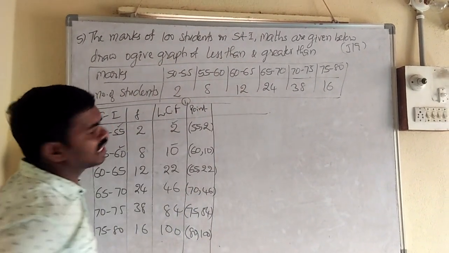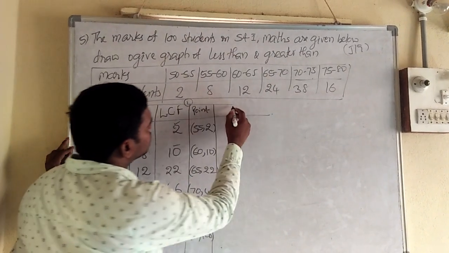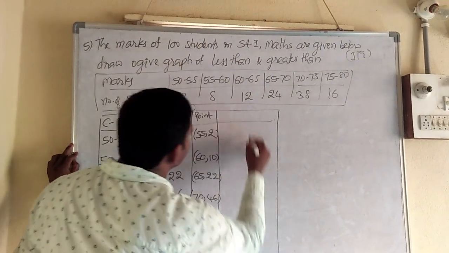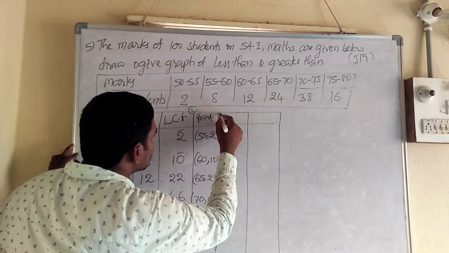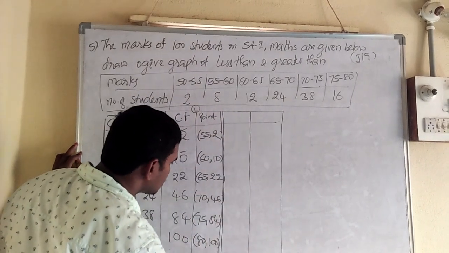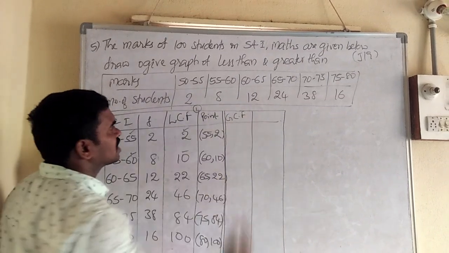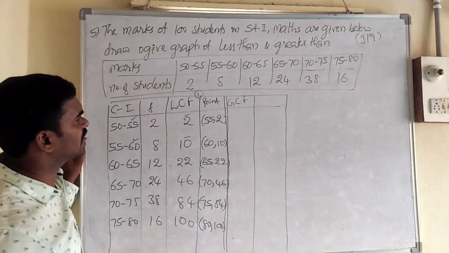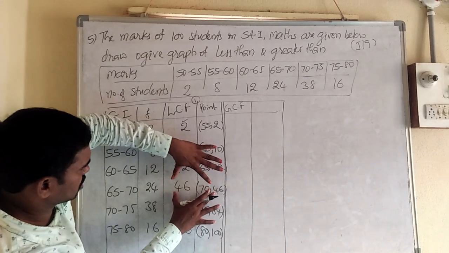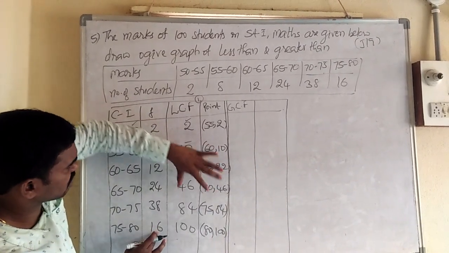What is the second one? Greater than. Okay? That only I am doing here. Two lines I am drawing. Up to greater than cumulative frequency. How can we write the greater than cumulative frequency? You just forget these two columns. Okay? Come to here. What is the first one?